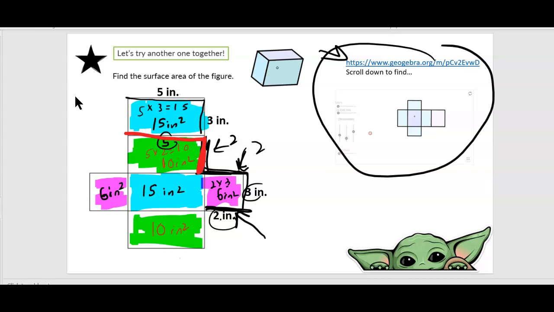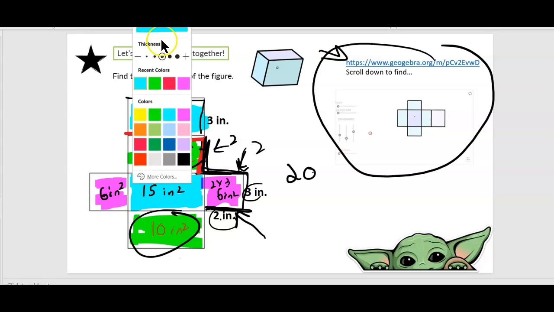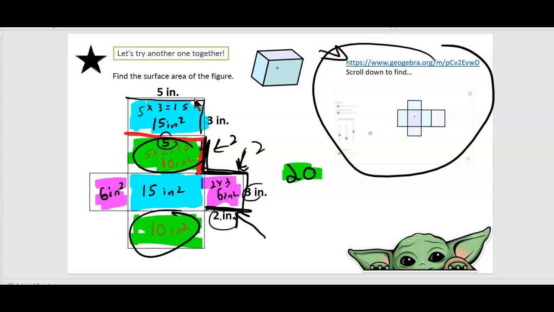Add them all up. Add your 2 greens, your 2 purples, and your 2 blues. The top, the bottom, the left, the right, and the back and the front together. Okay, I'm going to kind of cheat, sort of, and do some of this in my head because I knew, for example, 10 and 10 is 20. So I'm just going to put 20 here, and I'll put a little green on there to know that that's my front and my back.